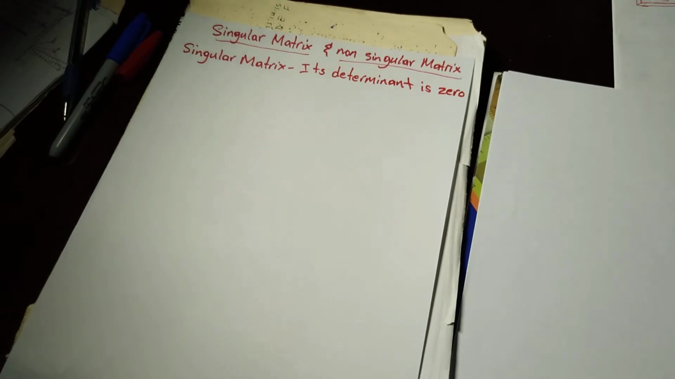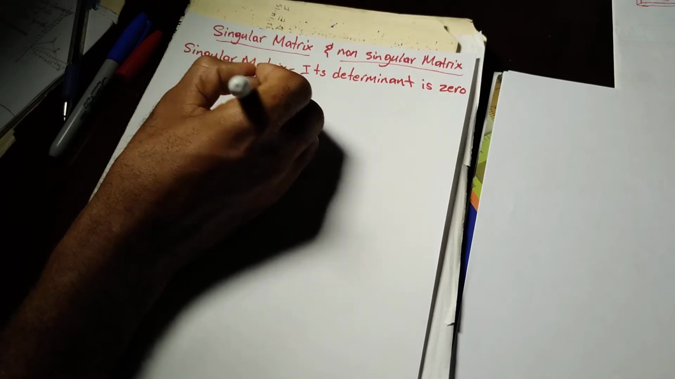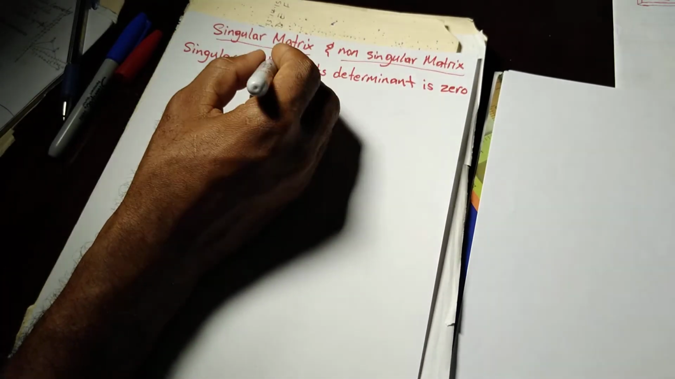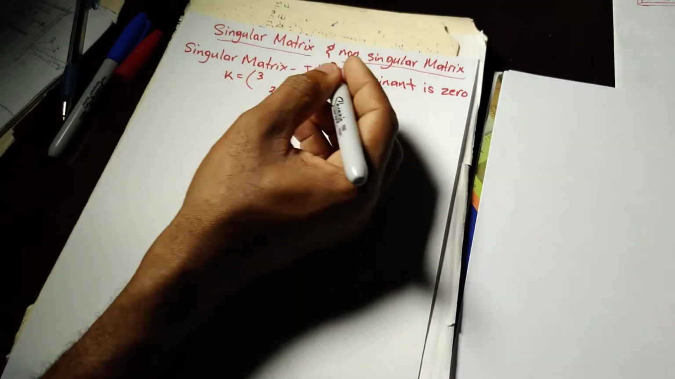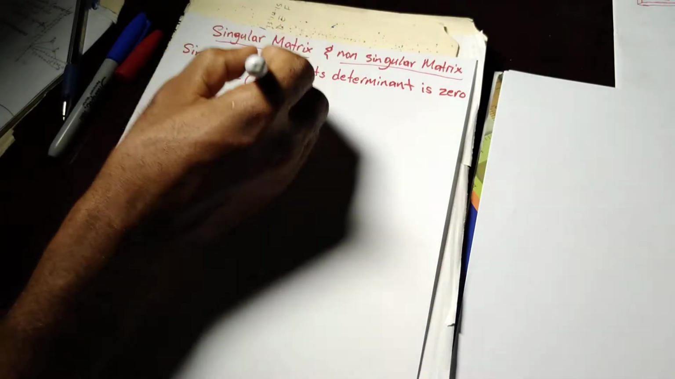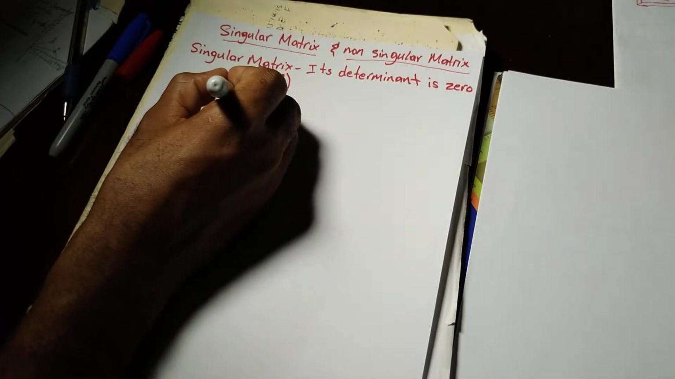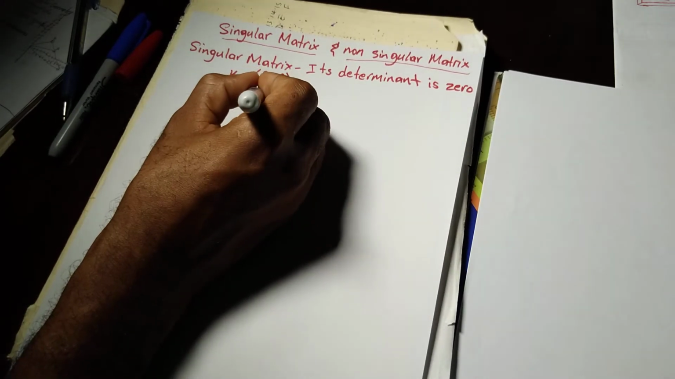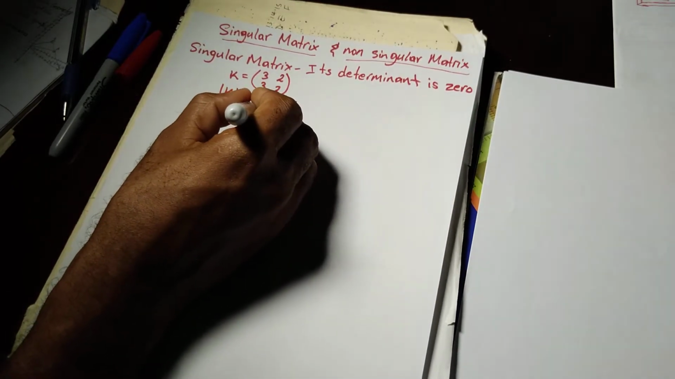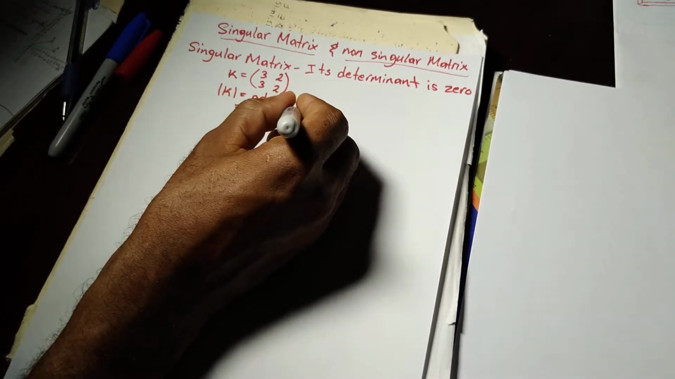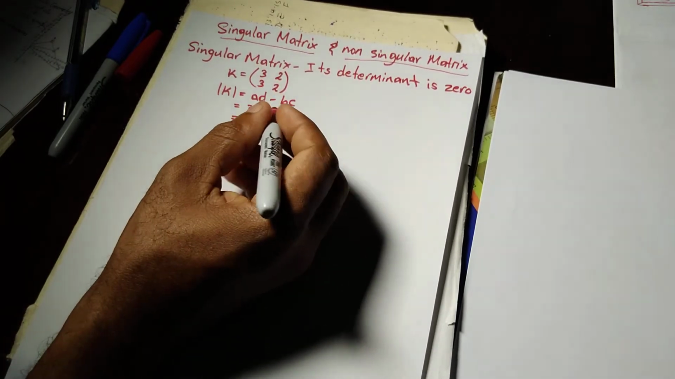For example, let's say we had a matrix K, and matrix K is 3, 2, and 2, 3. So let's say we're going to find the determinant of K. Remember, determinant is AD minus BC. So what we're going to have is 3 times 2 minus 2 times 3. So we're going to have 6 minus 6, which is equal to 0.